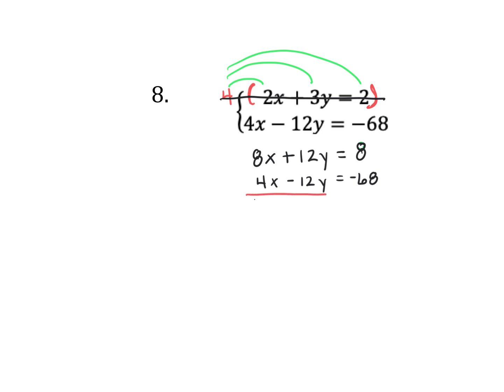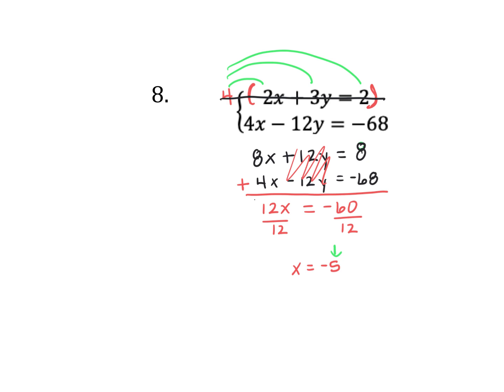Okay, here's what we are used to. I'm going to add just those two. So 8x plus 4x is going to give me a 12x. These two are gone. Keep my equals in the middle. 8 plus a negative 68 is going to give you a negative 60. If I want to get x all by itself, I'm going to divide by 12. So divide this by 12 and divide this by 12. And I get x equals negative 60 divided by 12, which is negative 5.